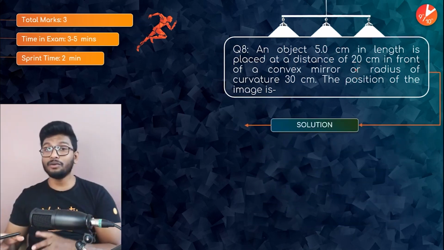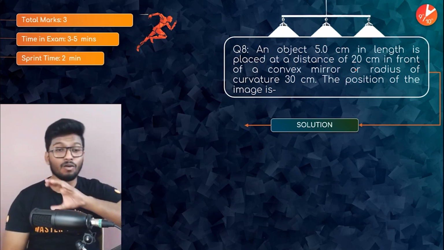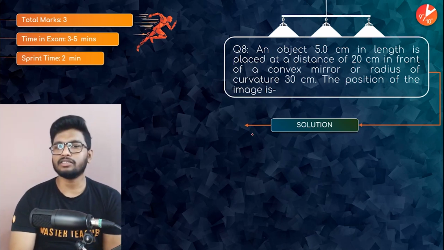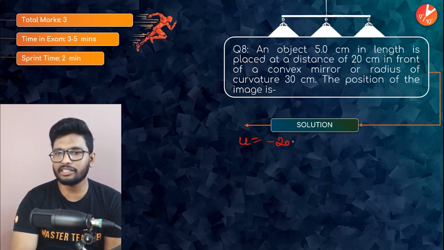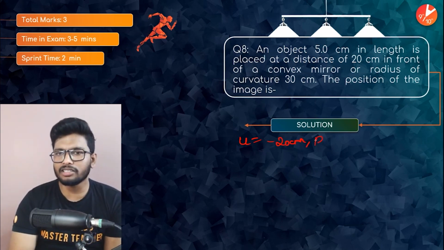Again, pause the video. You have 2 minutes time, 3 to 5 minutes in your examinations, but sprint will do it in less than 2 minutes. Let's quickly do it, guys. Now, what is given to you guys? Object distance is given. It's a convex mirror. Object distance is given as minus 20 centimeters. Object distance is always minus. The radius of curvature is given as 30 centimeters.